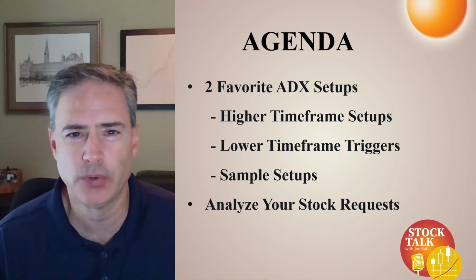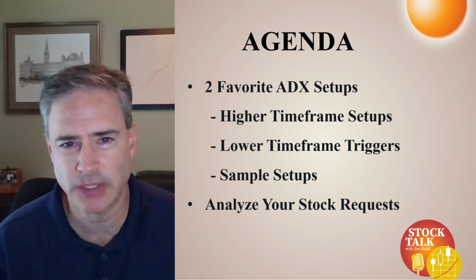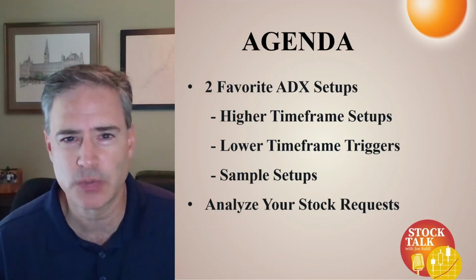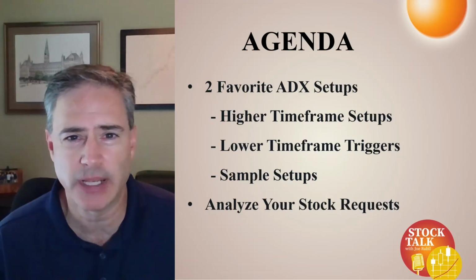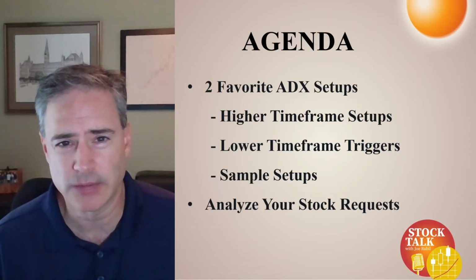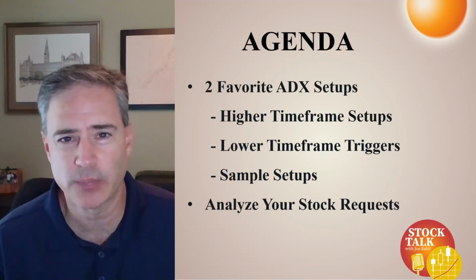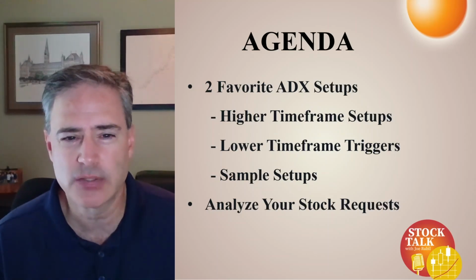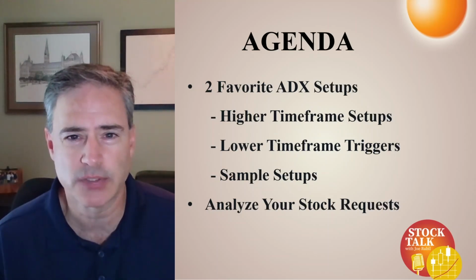I can go through a huge amount of symbols, and I do every week, and basically categorize them into two spots, and they're both based on ADX. And if they're in one position, then I'm looking for certain triggers to take place. If they're in another position, I'm looking for a different type of trigger to take place. And so I want to go through that. I'm just going to give you some examples and a few sample setups. And then we're going to go through the stock requests that came through. So let's go ahead and get into this lesson.